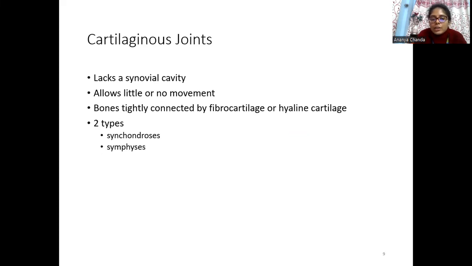Then comes the cartilaginous joint. So this is in absence of the synovial cavity. There is no movement or minimized movement is present, and they are tightly joined by the cartilaginous fibrous element known as the hyaline cartilage. They are of two types, that is the synchondrosis and the symphysis.